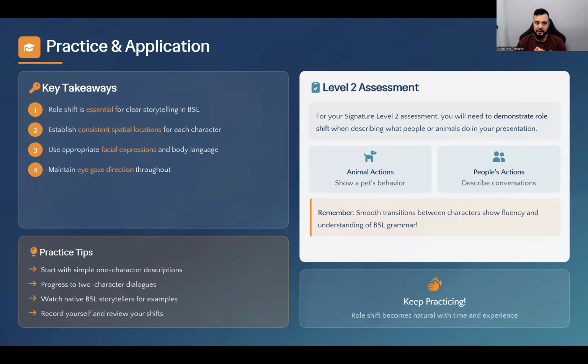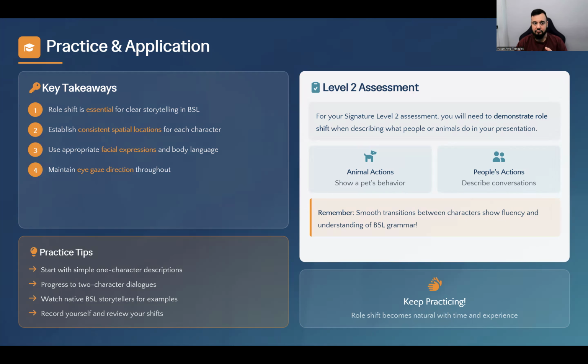So the key things to take away is that role shifts are the essential parts of storytelling in BSL. It's consistent with using your spatial space and the placement of the characters. You must use your non-manual features and your body language. You have to maintain eye gaze in those directions.